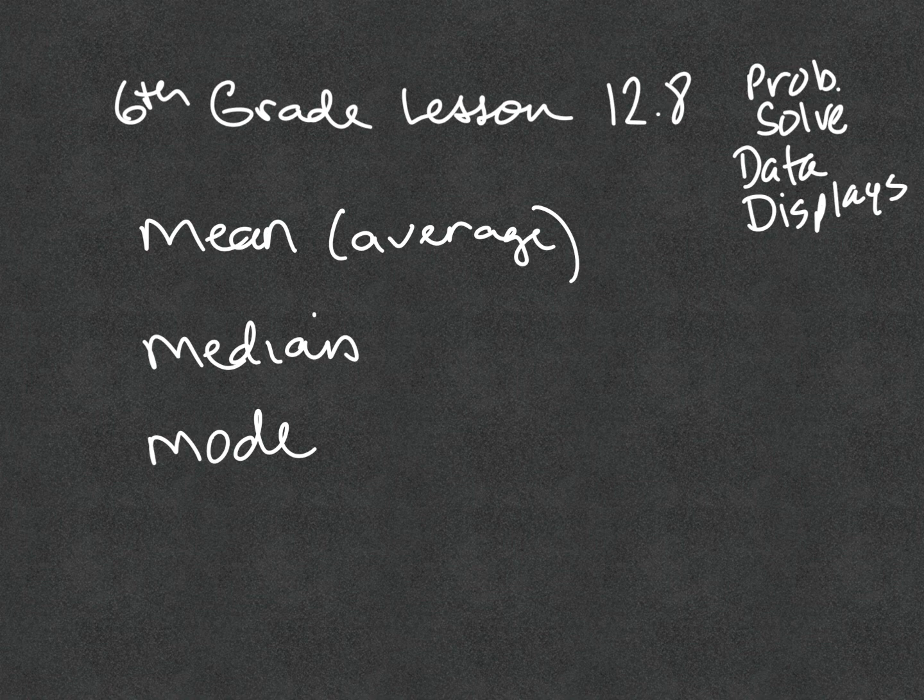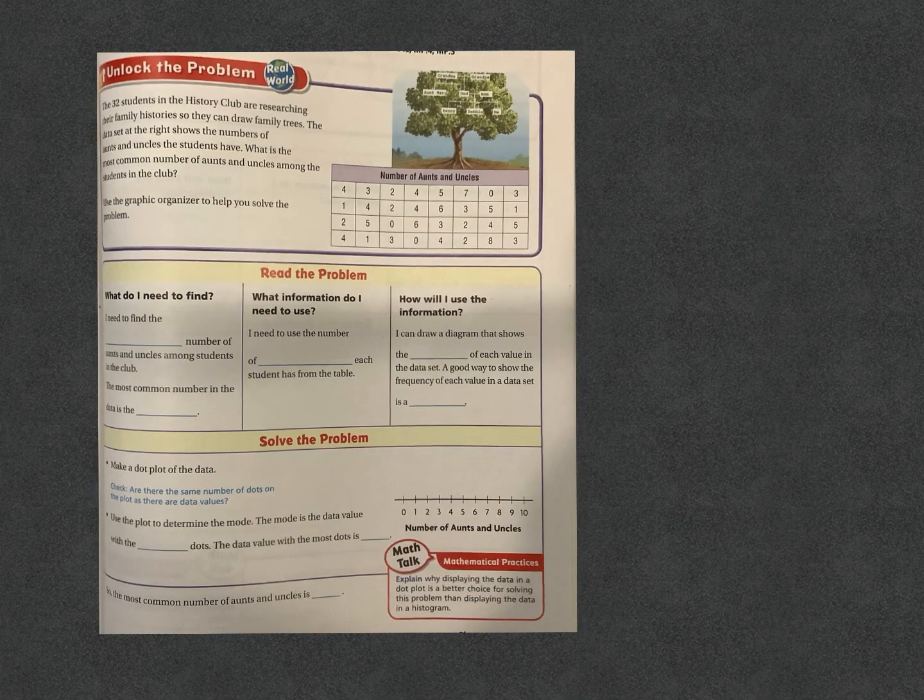So there's a quick review of that, and let's go ahead and look at the examples, just to brush off those cobwebs or clarify anything, and then you'll be good and ready to handle the independent practice just fine. All right, so our first example is that there are 32 students in the history club that are researching their family histories so they can draw family trees. The data set at the right shows the number of aunts and uncles the students have. What is the most common number of aunts and uncles among the students in the club?